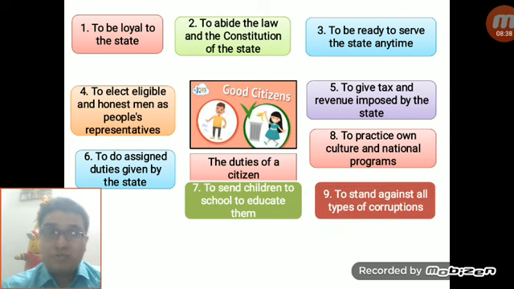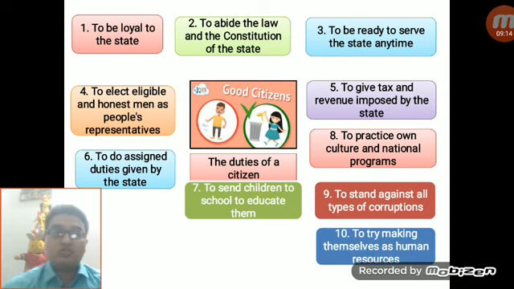Next point is to stand against all types of corruption. I think you know what corruption is. Basically, corruption means using official power for personal interest, and corruption is one of the hindrances to the development of any state or society. So as good citizens, we will try to stand against all types of corruption to make our country develop.